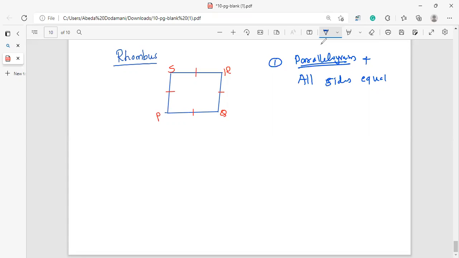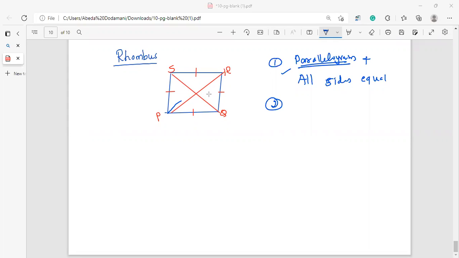So what is the important property then? First is the definition itself. Then whatever the properties of parallelograms are, like the opposite sides being equal. Here, since all sides are equal, not only the opposite sides. And here you can also take the diagonals. If I draw the diagonals, PR and SQ, they bisect each other.